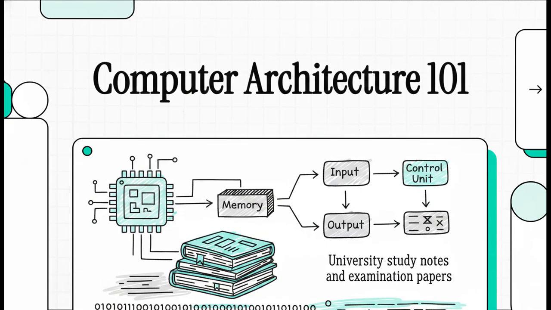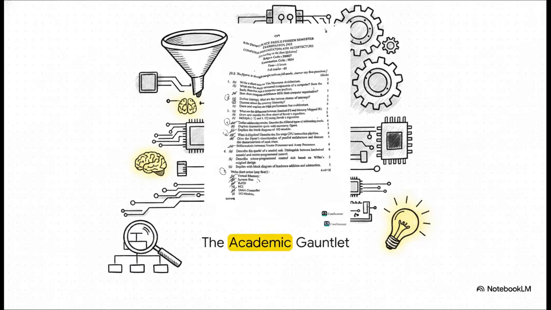Welcome to today's Explainer. Today, we're skipping the high-level tech news and going straight back to basics. We're going to decode the fundamental blueprint of modern computing, literally from the ground up. And when I say from the ground up, I really mean it. We're pulling this knowledge straight from the source. Dense, rigorous university study notes and actual exam papers on computer organization and architecture.